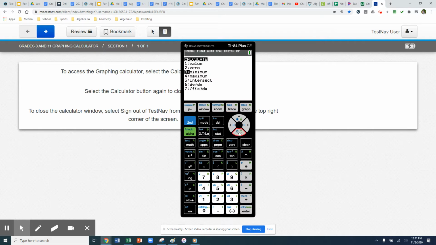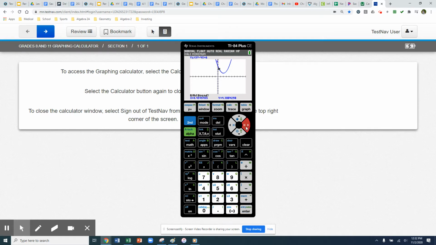Since this is a parabola that opens up, the lowest point, the vertex, is going to be a minimum in this case. So we're going to go to minimum, and then we're going to hit enter. Now it's going to ask you 2 questions: left bound and right bound. Left bound just means a point on the parabola that's left of the vertex. Right now my blinky thing, it's kind of hard to see, but it's right here, to the left of this vertex. I'm going to hit enter.